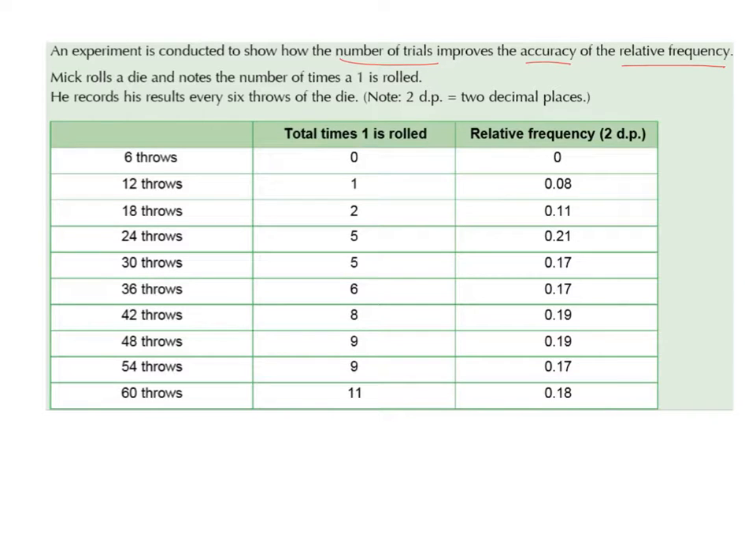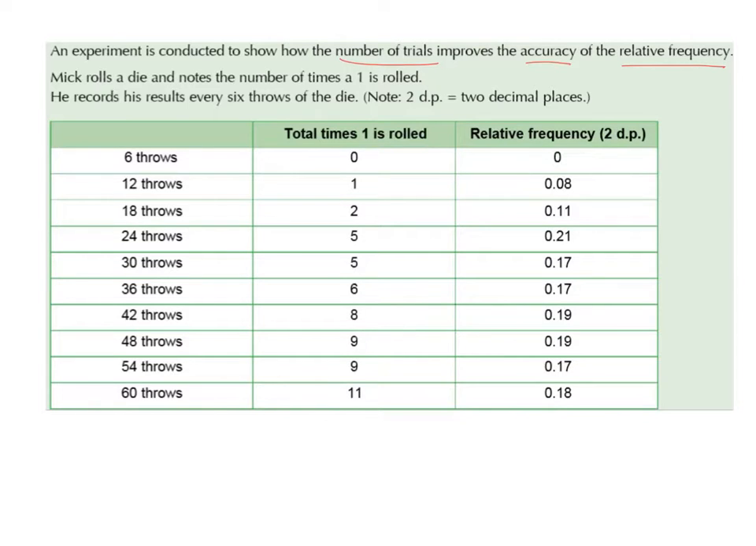After 30 throws, he landed on 1 5 times, so 5/30, which is 0.17. After 36 throws, he landed on 1 6 times, so 6/36, which is 0.17. After 42 throws, he landed on 1 8 times. Relative frequency 0.19. After 48 throws, he landed on 1 9 times. Relative frequency 0.19. After 54 throws, he landed on 1 9 times. Relative frequency 0.17. After 60 throws, he landed on 1 11 times. Relative frequency 0.18.